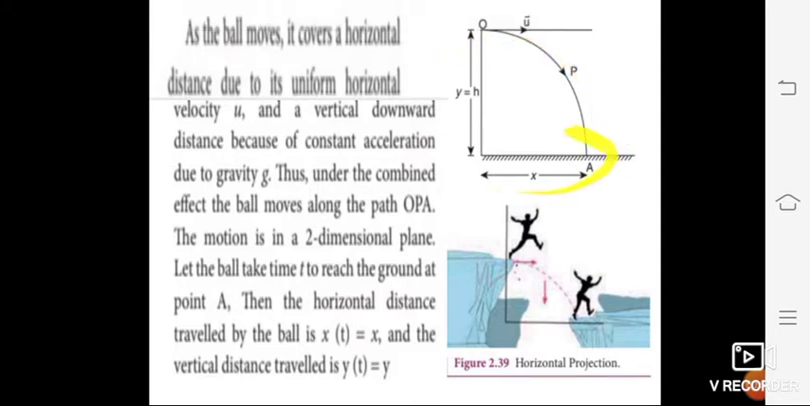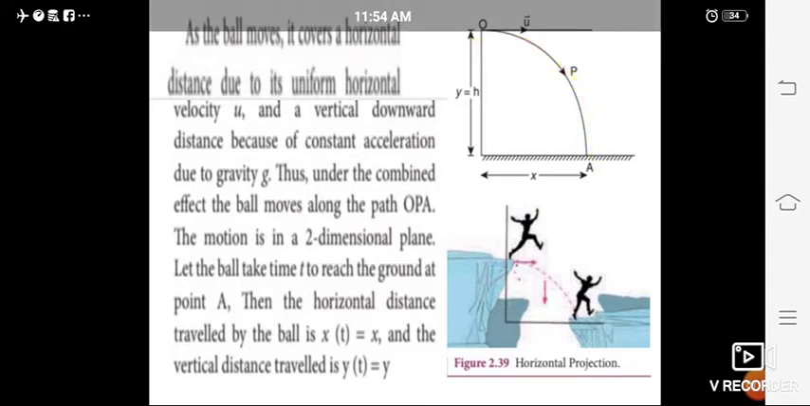At that time it covers the distance due to uniform horizontal velocity. We know that the ball moves with the initial velocity, that is a horizontal velocity, so it has a horizontal displacement. And then a vertical downward distance because of constant acceleration due to gravity. This ball moves under gravity, so there is also a vertical downward distance because of constant acceleration due to gravity. Thus, under the combined effect, the ball moves along the path OPA.